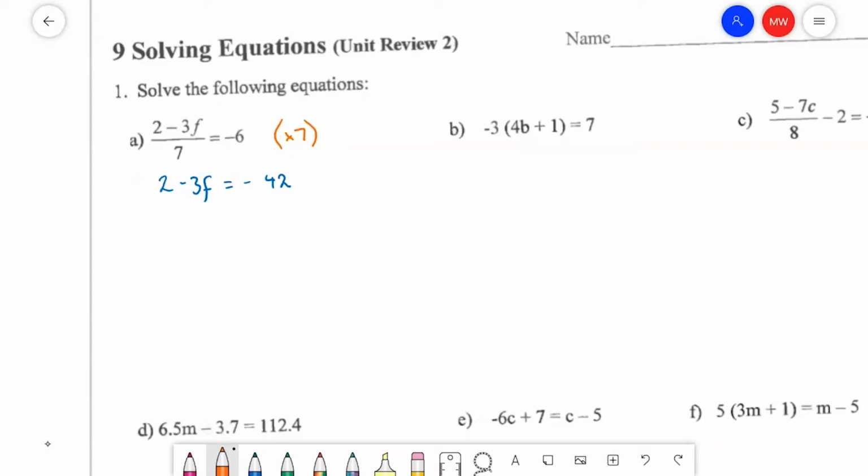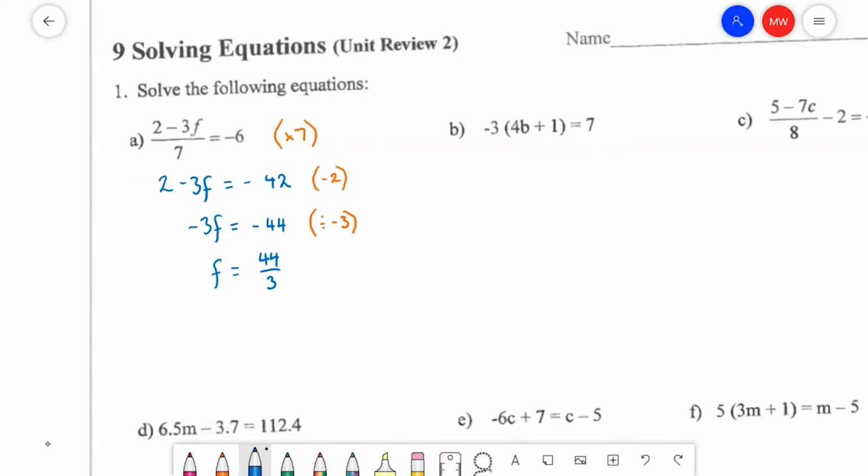Now we'd like to get rid of that 2. It's a positive number, so we're going to subtract 2 from both sides. I'll end up with negative 3f's, and on this side, I'll end up with minus 44. I need to get rid of that negative 3, so I'm going to divide both sides by negative 3. All I'll have left is f. When I divide one negative by another, I end up positive. I'm going to leave this one in fraction form. I'll simplify it if I can, but that's my final answer.